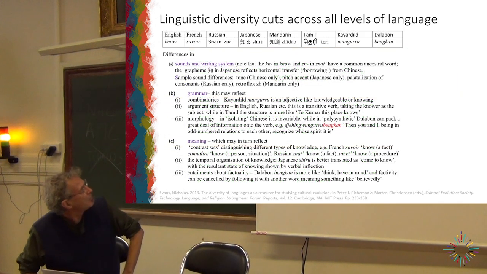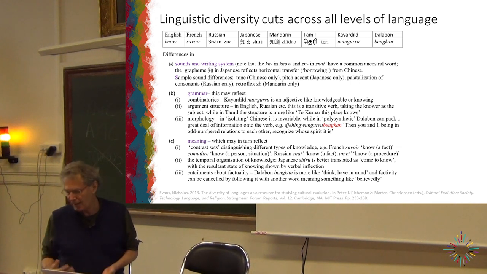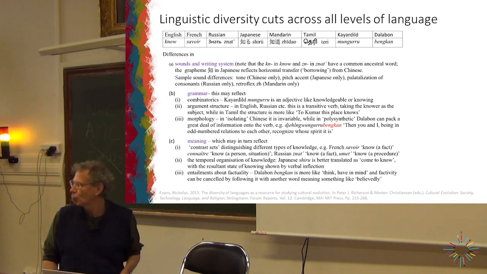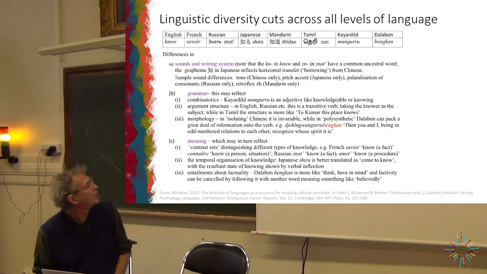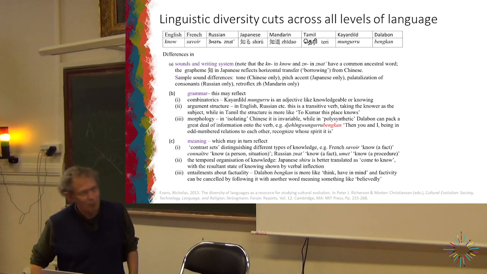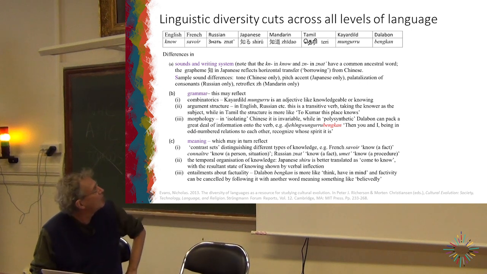I'd like to go a bit more. I'm sorry, this slide will be a bit hard for you to see if you're here in the room, just to make the point that this diversity cuts across all levels of language. So if we just begin with one word, which is appropriate at the Sorbonne, that word for 'to know'. So that's, again, one of 100,000 words or so of vocabulary in a given language, but it's a very revealing one.